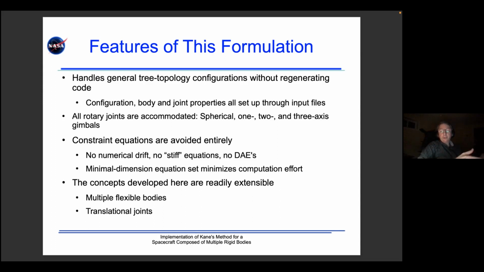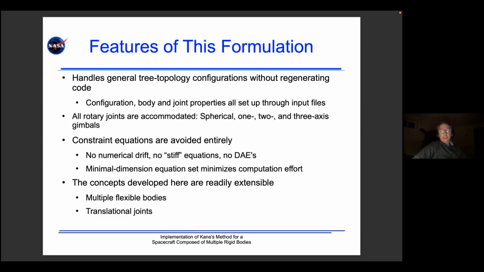So if I have one spacecraft, I can derive the equations of motion. If I have another spacecraft, I don't have to go back all the way to the beginning. I want to be able to represent the spacecraft through input files. I can say what the masses are, where the joints are, things like that. I want this all to be done through input files, and then the computer takes over from there and does the dynamics. What I'm going to concentrate on today are rotary joints, spherical joints, 1 or 2 axis gimbal joints.